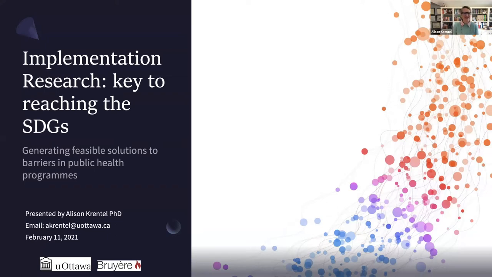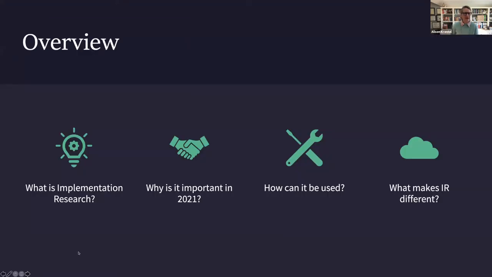The title of my talk is Implementation Research Key to Reaching the Sustainable Development Goals. So what I'd like to do in the next little bit of time is to really take a 30,000 foot view of implementation research. And for many of you on the webinar, this is probably something you're very familiar with, and for others it may be an introduction. I'd also like to talk about why it's particularly important in 2021 as we're approaching this final decade on the road to the SDGs. I'll share with you how we can use IR through a case study and our experience in Indonesia. And then finally, just some comments about why IR is different than other lines of scientific inquiry.